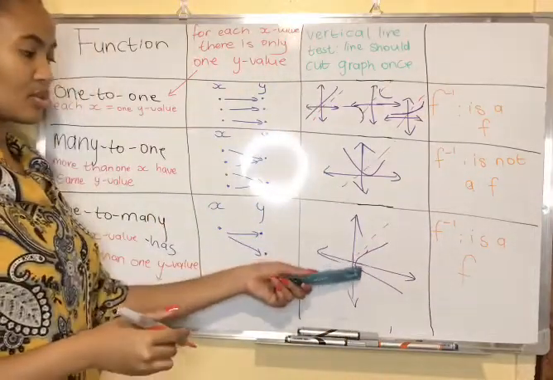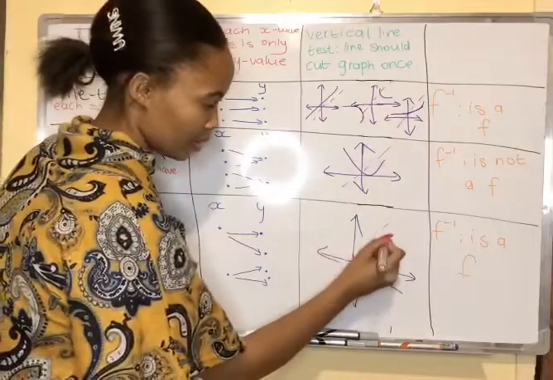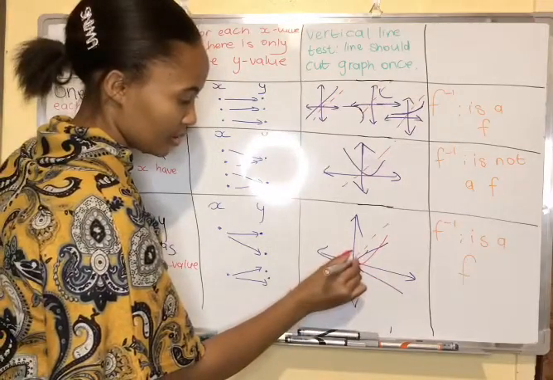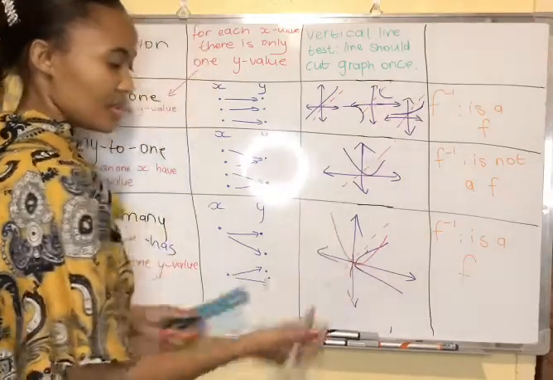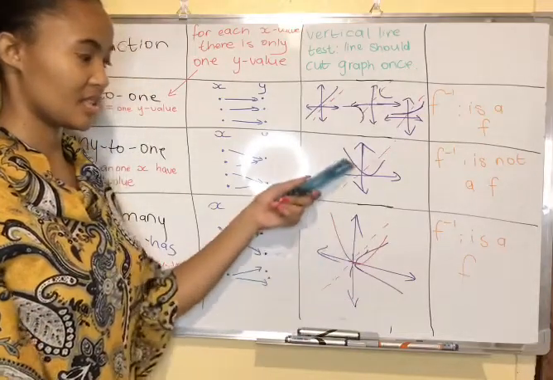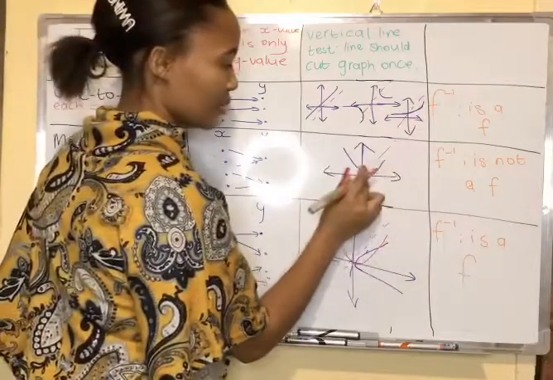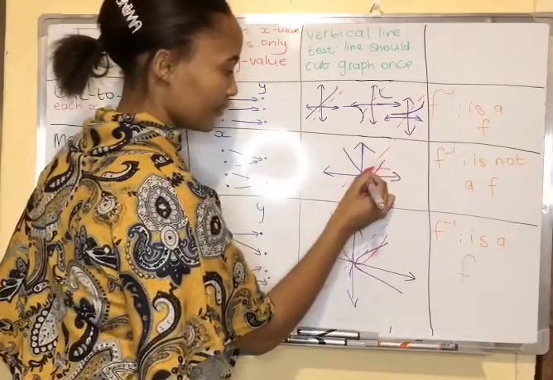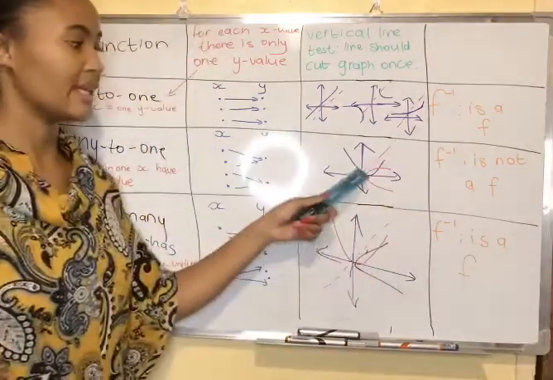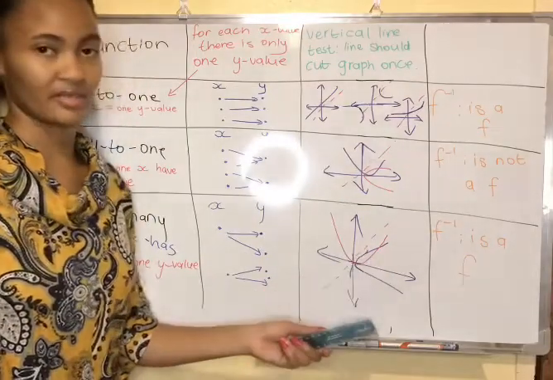If we're asked to draw a reflection of this graph, this part over here is going to be reflected here, and this part of the graph is going to be reflected here. So can you see that the inverse of this one is this one? And if we draw an inverse of this one over here, this part is going to be here, and this part of the graph is going to be here. So an inverse of this one is not a function, and an inverse of this one is a function.